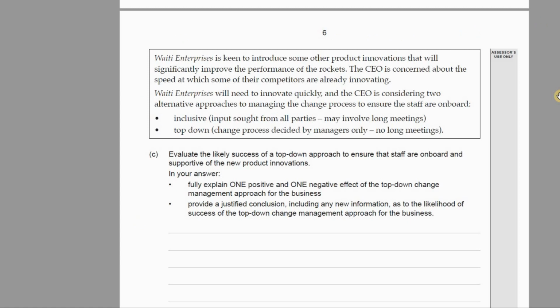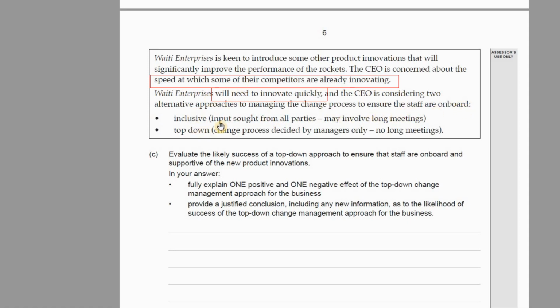Firstly, I'm going to read the case. Well, Waitani Enterprises is keen to introduce some other product innovations that will significantly improve the performance of the rockets. Okay, so we're looking at innovation. The CEO, though, that person's concerned about the speed at which some of their competitors are already innovating. Okay, so we're concerned about competitors and how quickly they're innovating. Waitani Enterprises will need to innovate quickly, and the CEO is considering two alternate approaches to managing this change process to ensure staff are on board.